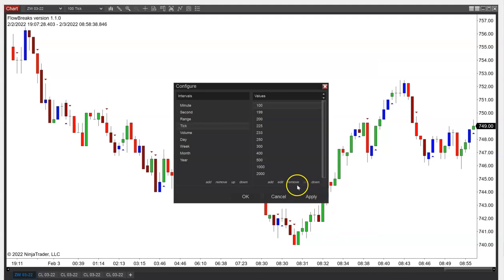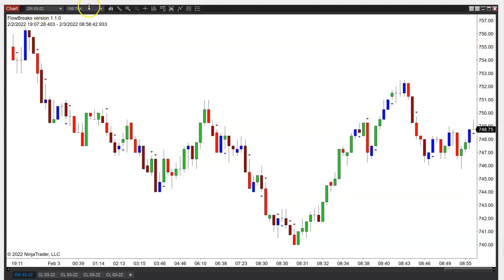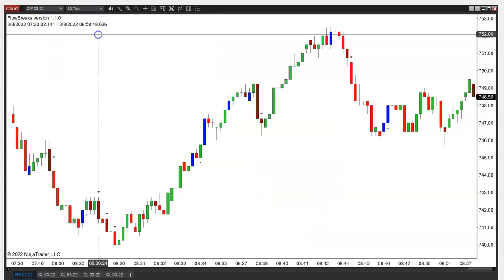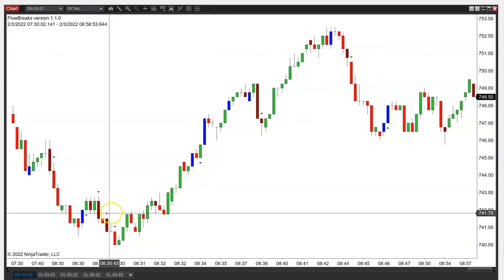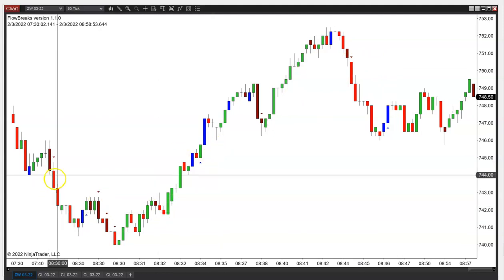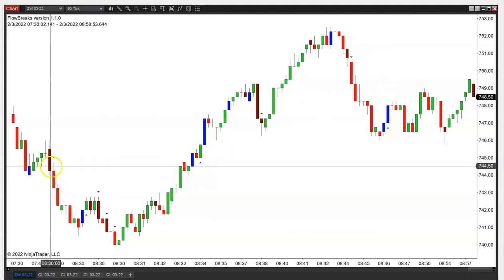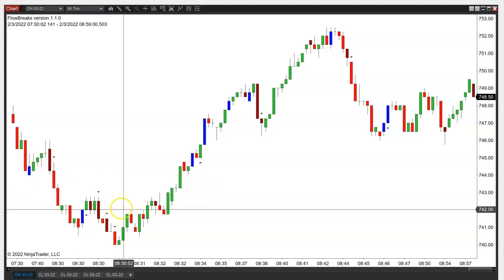Click OK. Where is it? Down at the bottom. Move it up to the top. Click apply. Okay, so maybe you want to use a 50 tick chart instead, right? Because you're a faster trader. Obviously this is 8:30. This is when the market opens, so you're seeing a lot of trades going through. So you're seeing a lot of bars.